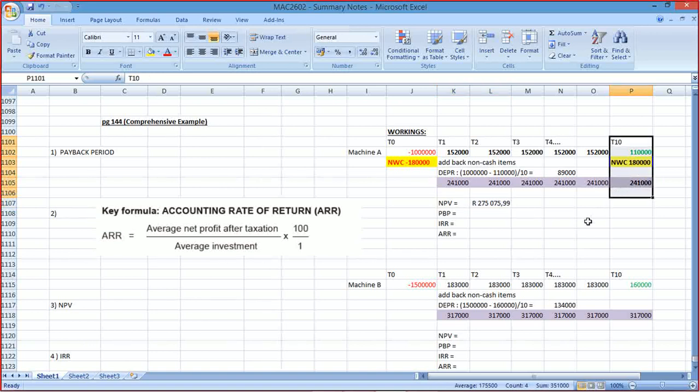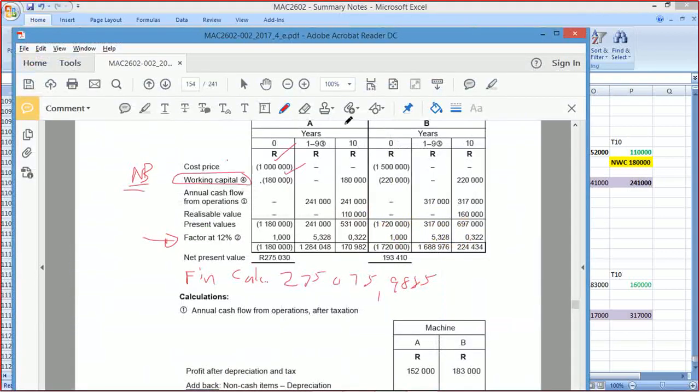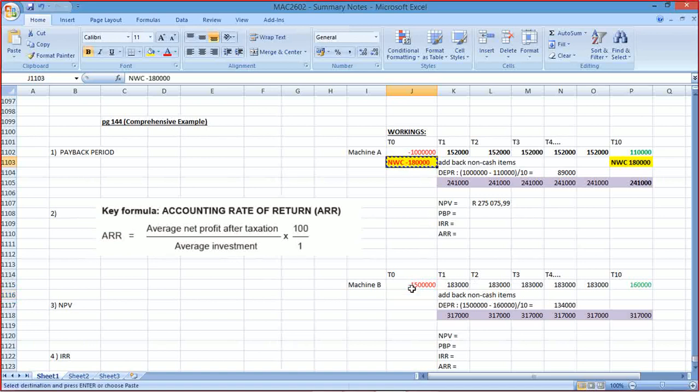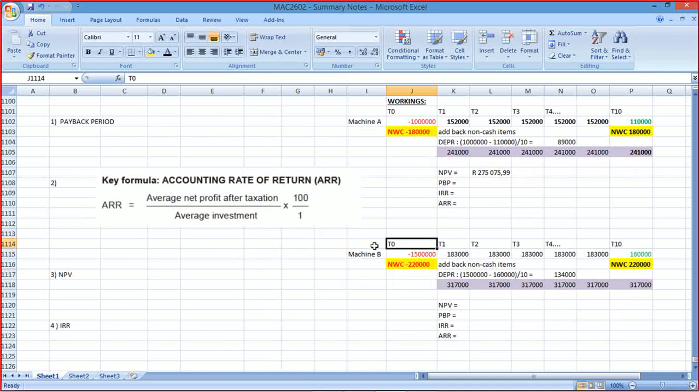Okay, now we have to do the same thing for B. B had 220,000 here. The IRR for this one comes out to 220 plus 5, 17.06655. Okay, that's your IRR.